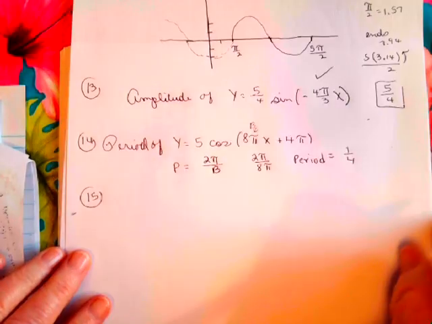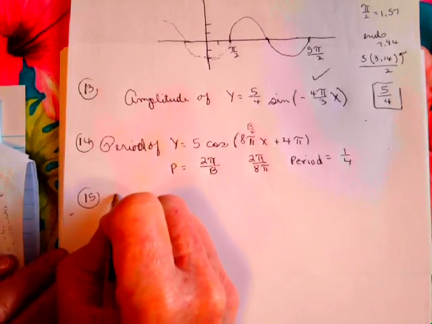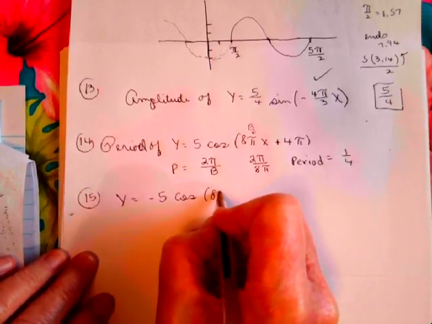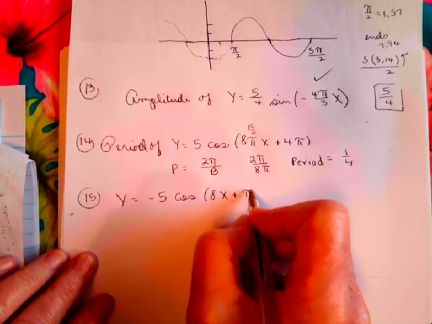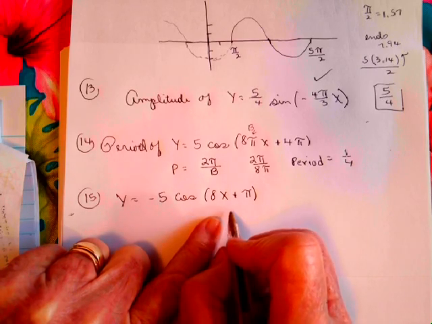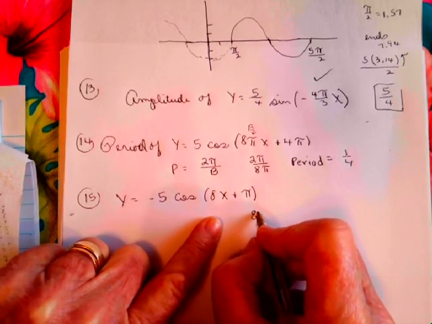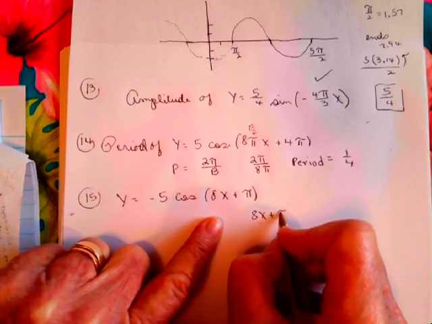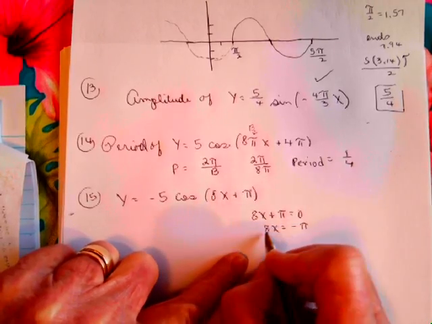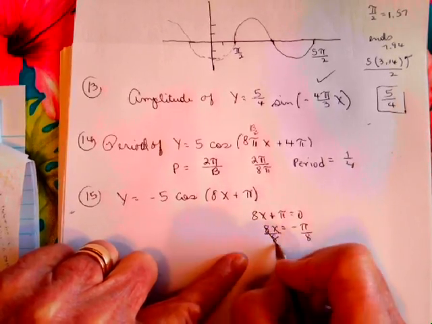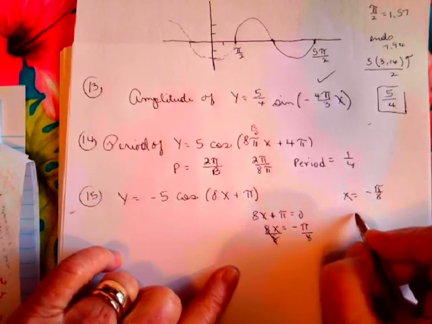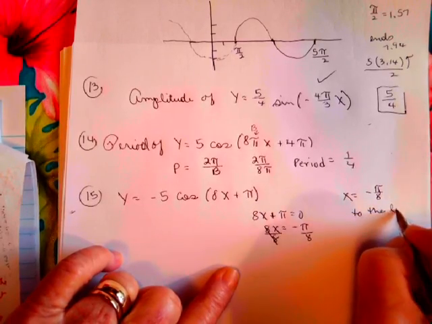Number 15. Determine the phase shift. Y equals -5 times the cosine of 8x plus pi. You know that to determine phase shift, you set what's in parentheses equal to 0 and solve for x. 8x equals -pi. Divide both sides by 8. X equals -pi over 8. That means this is going to the left.